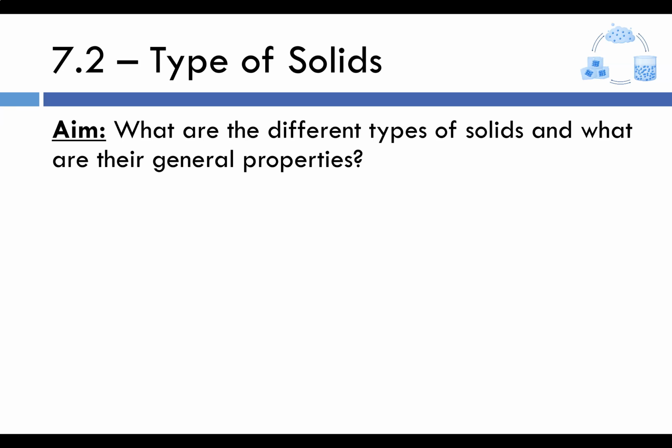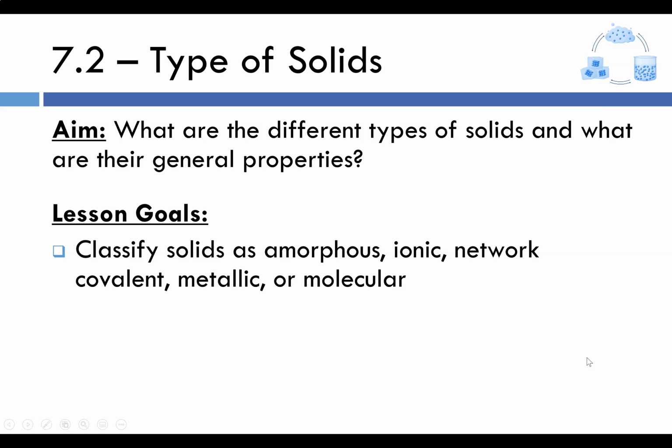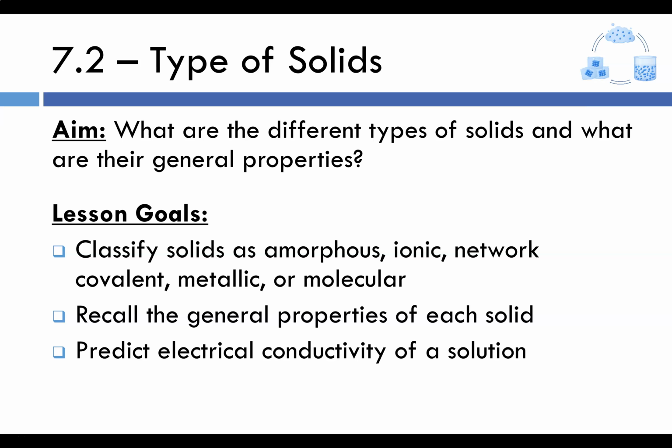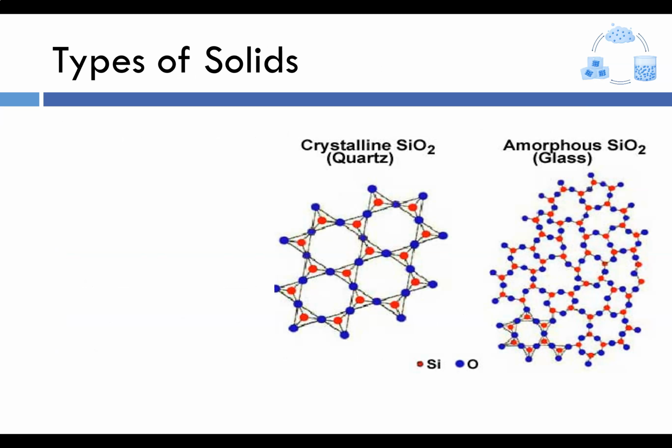In today's lesson we're going to review the different types of solids and just what their general properties are. So some goals for today's lesson: we'll be able to classify solids as either being amorphous, ionic, network covalent, metallic, or molecular, really just by looking at their chemical formula. We're going to be able to recall the general properties of each type of solid. And we're going to be able to predict the electrical conductivity of a solution. All right, let's go ahead and get started.